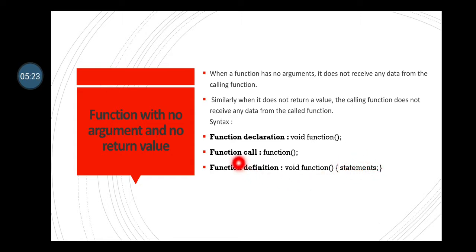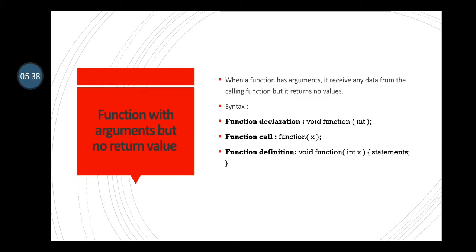So these are the three things associated with the function: the declaration of the function, the call of the function, and the function definition. So in this manner, a function with no argument and no return value will be written. Now the next is function with arguments but no return values.